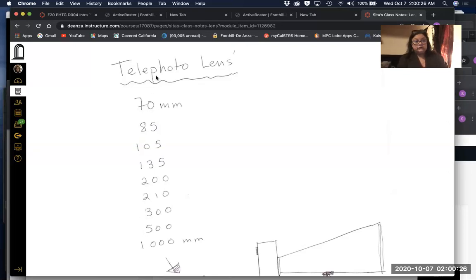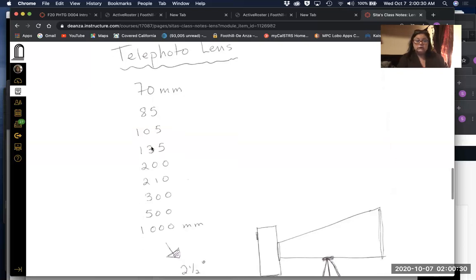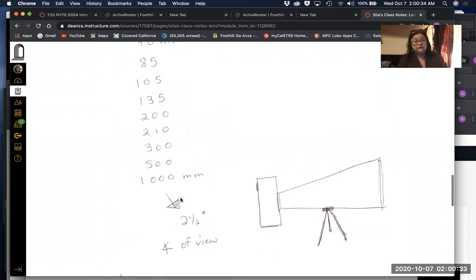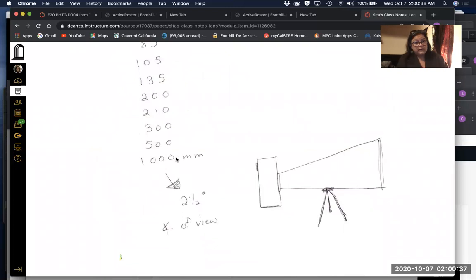So again, telephoto lenses start at about 70 millimeters and then they get longer and longer. I've put down some of the more commonly seen focal lengths here. A 1000 millimeter lens, for example, has a 2.5 degree angle of view, which is minuscule compared to the 180 degree angle of view that you might find on a fisheye lens. And of course, these lenses physically get longer and longer as well. So many of them require stabilization and have their own mounts for tripods or monopods. Because if you just put the camera body on a tripod or monopod, it would probably just fall over, but it would also put a lot of stress on the connection between the lens and the body.